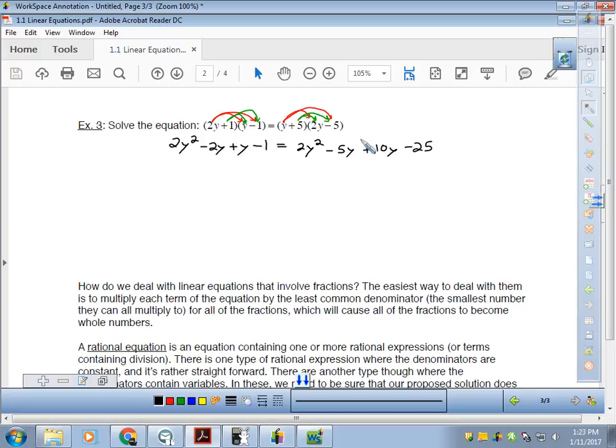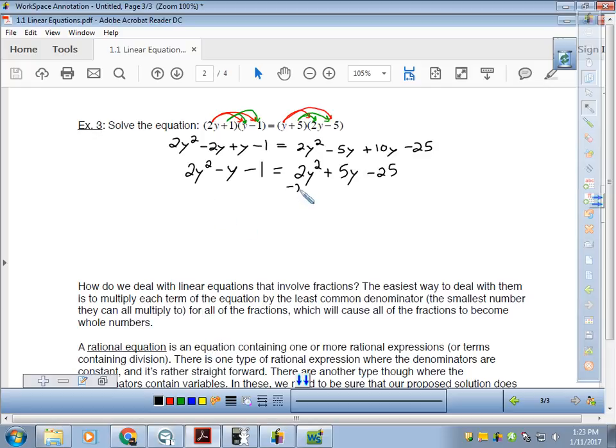So we've gotten rid of parentheses now. The next thing is just combine like terms. So here, the negative 2y and the positive y, those will make just a negative y, minus 1 equals, over here, the negative 5y and the positive 10y, those add together to just make positive 5y. So there's where we're at.